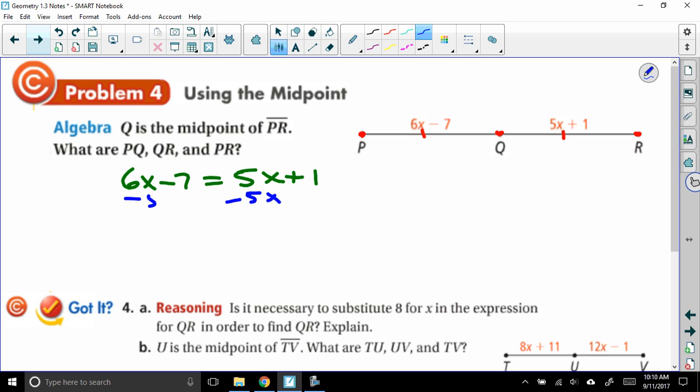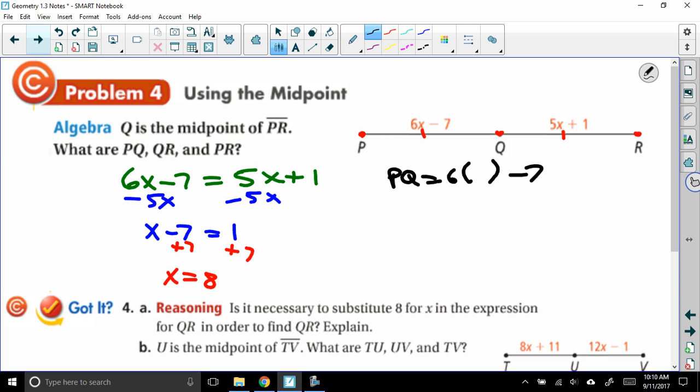Subtract 5x from both sides. So we're left with x minus 7 is 1. We'd add 7 to both sides. So x is 8. And we left the groceries in the car. It doesn't ask what x is. The question says, what's PQ? Well, making a substitution, PQ is 6x minus 7. That's 6 times 8 minus 7. That's 48 minus 7, or 41. Okay, so PQ is 41.